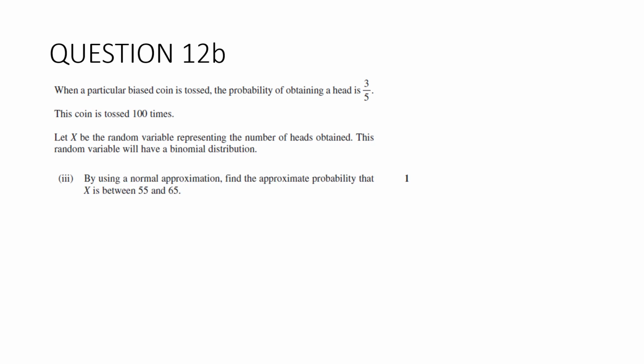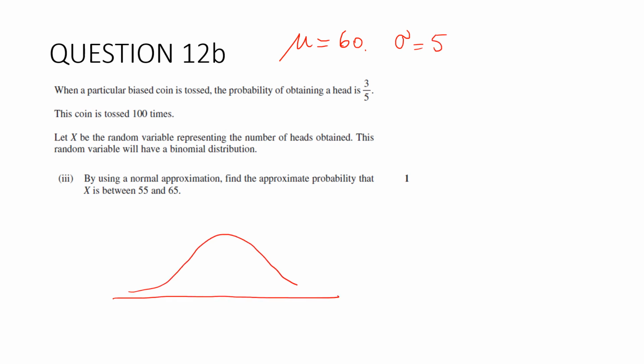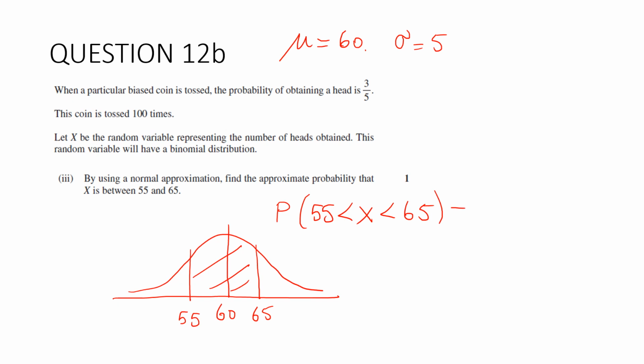Part 3, by using normal approximation, find the probability that X is between 55 and 65. So we know that the mean is equal to 60, and we know the standard deviation is equal to 5. Because we haven't been given tables, we're assuming this is going to be an empirical rule question. So this is 60. We're going to add a standard deviation and subtract a standard deviation. And the probability that X lies between 55 and 65, remember, 68% lies within one standard deviation of the mean.